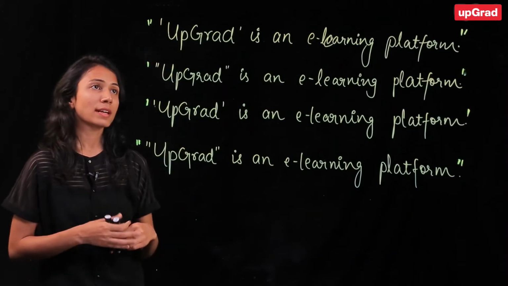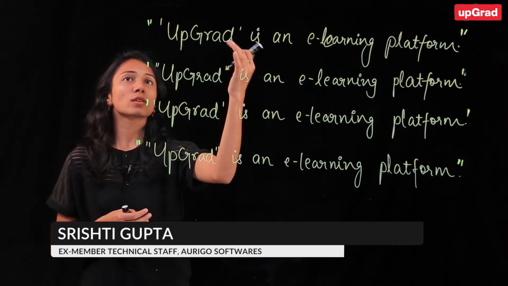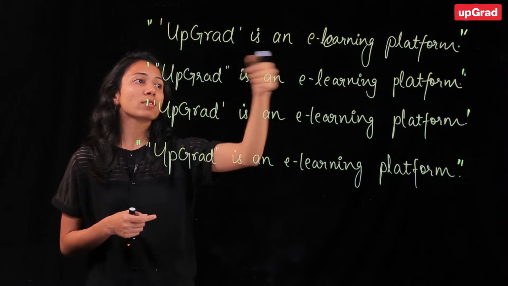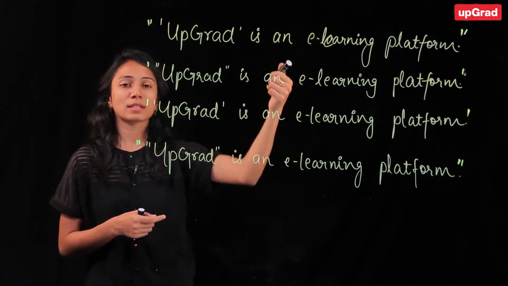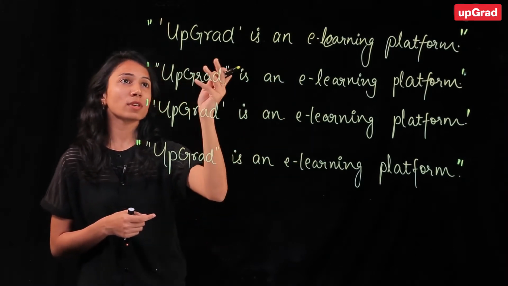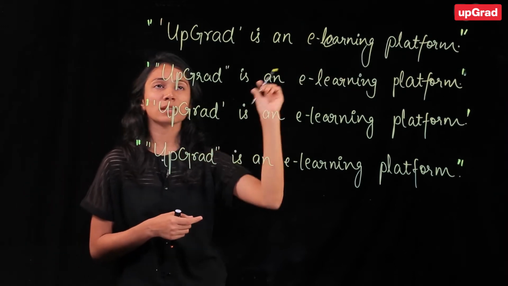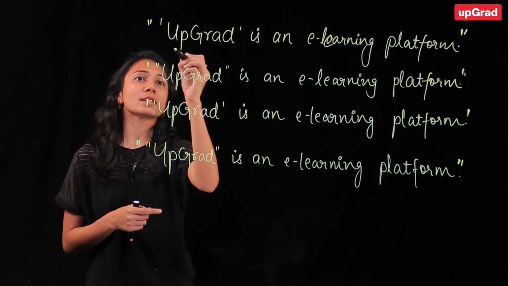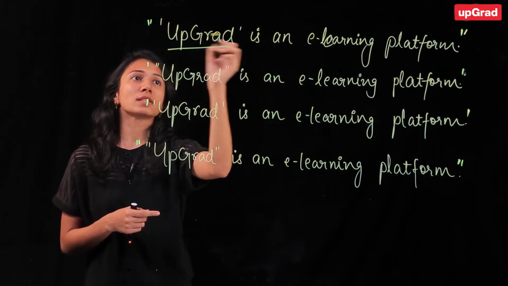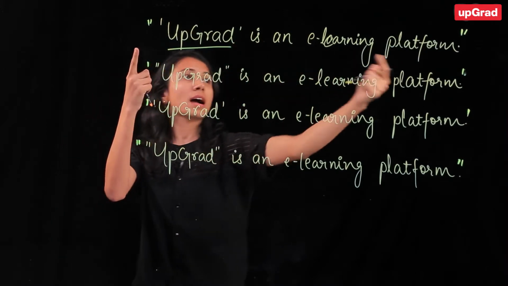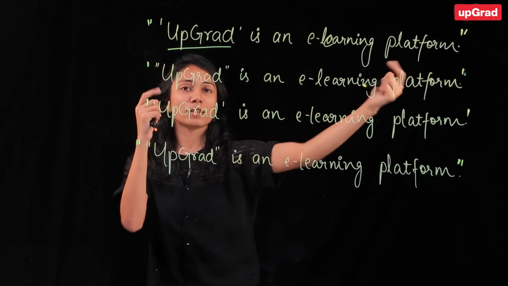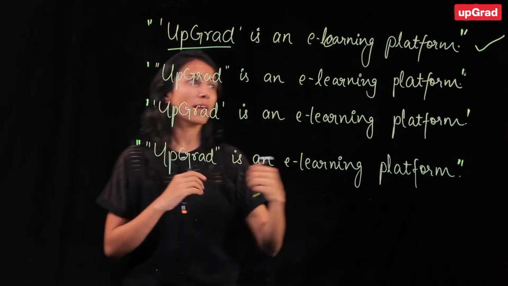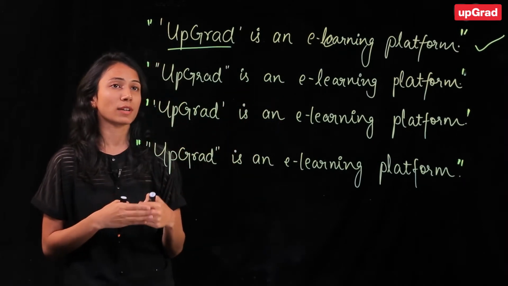So now let's see what happens when you write codes inside other codes. So here I have written 4 examples. Let's consider them one by one. So in the first example it simply says upGrad is an e-learning platform. Okay. So here when you see this upGrad has been written inside single quotes and this entire string has been written inside double quotes. So this is a valid string and it executes perfectly fine.